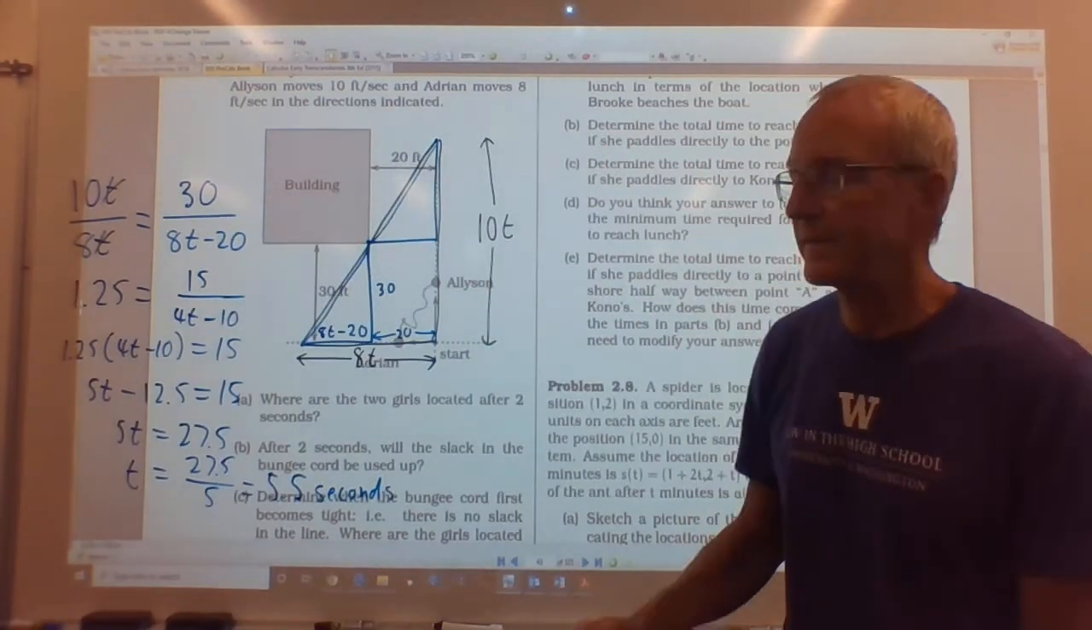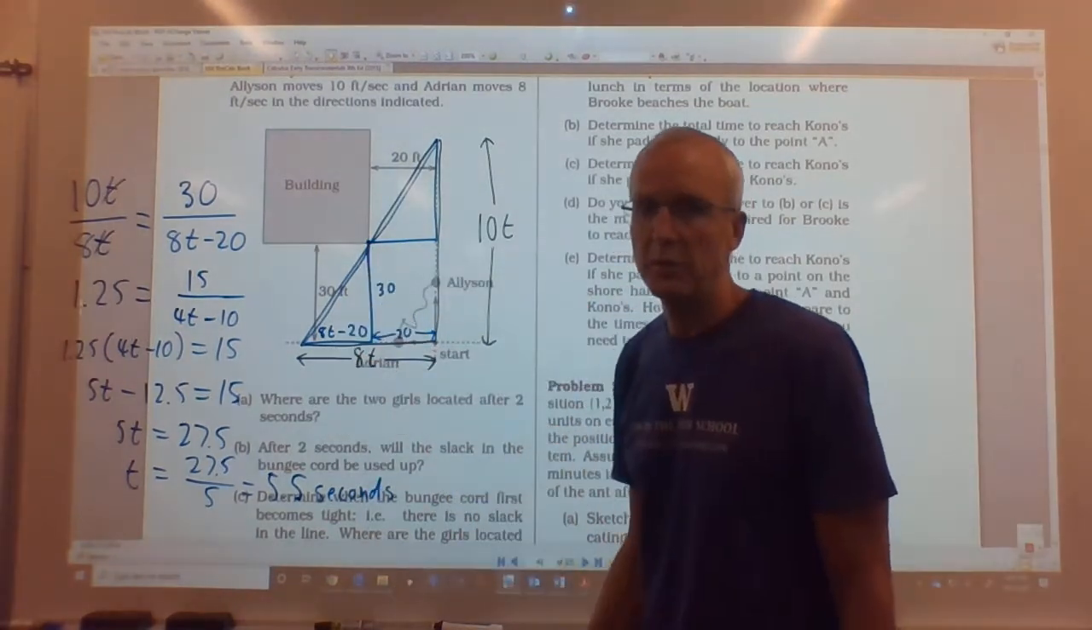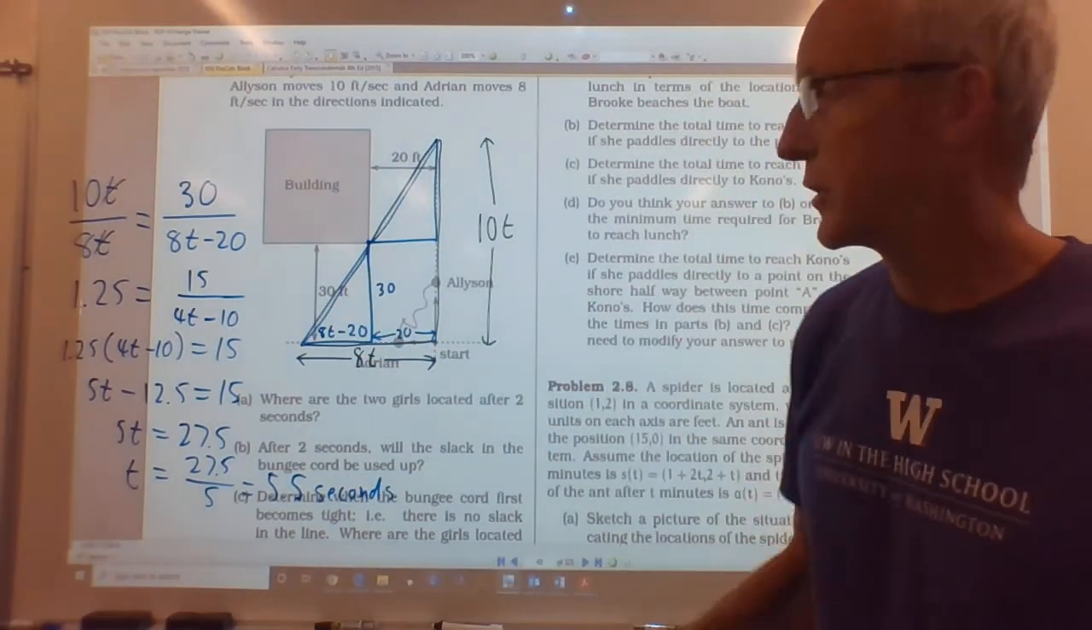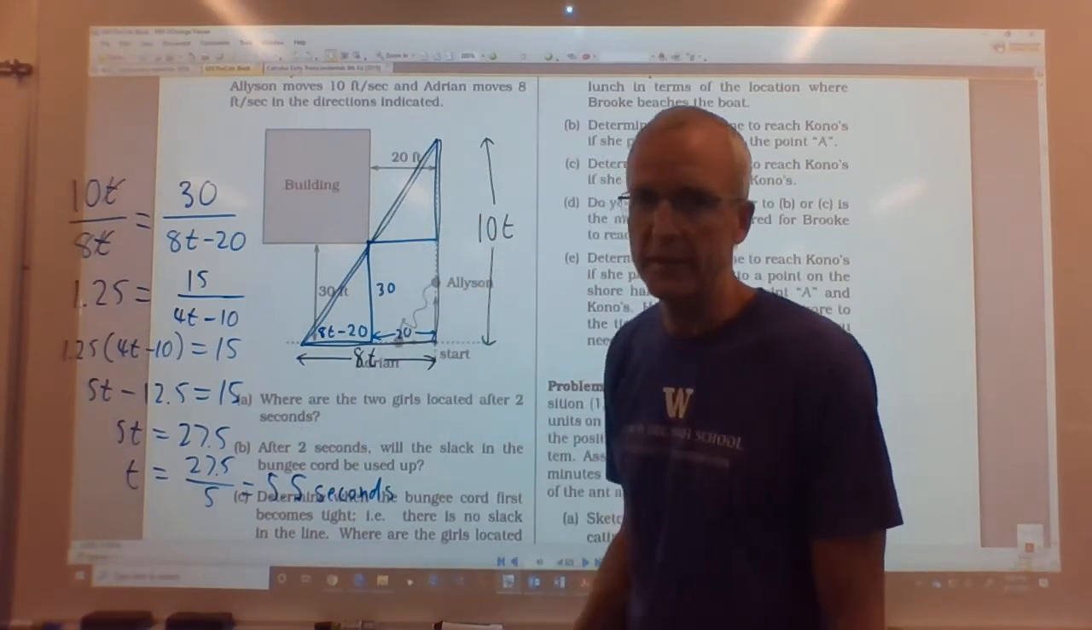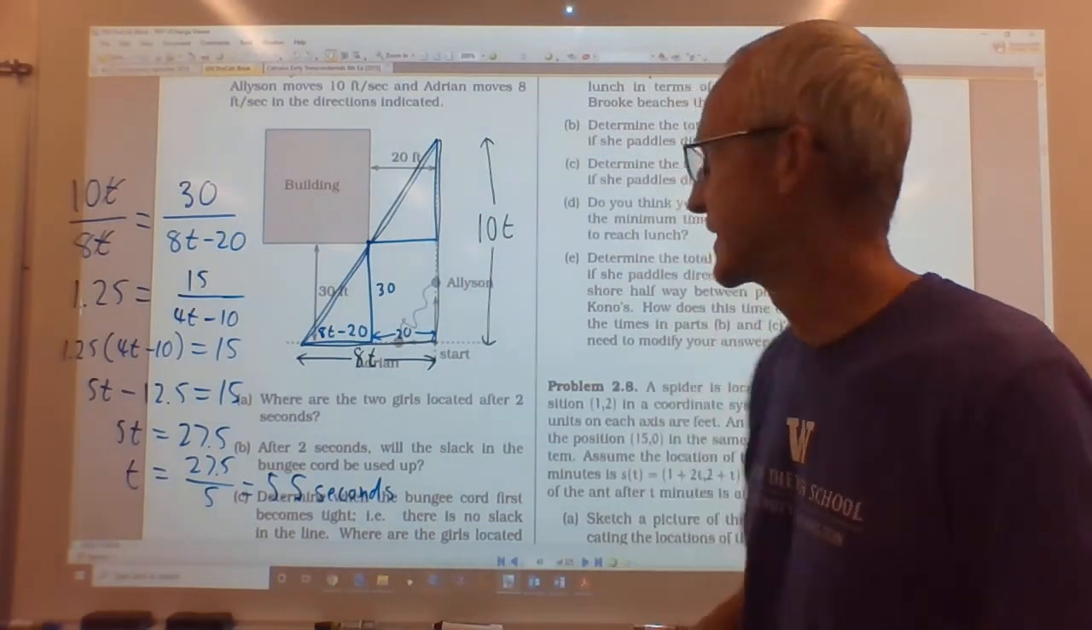So in 5.5 seconds, the corner of the building is going to get the bungee cord all messed up. Now, we could have used this triangle also. So let's just set it up, and then you can verify. We still get 5.5 seconds.